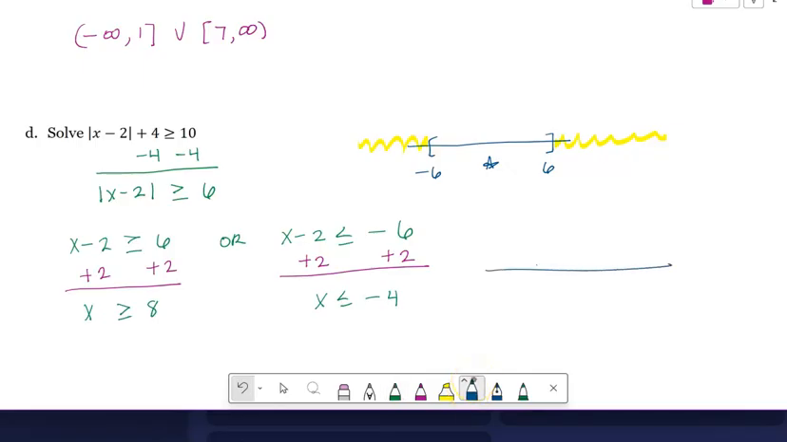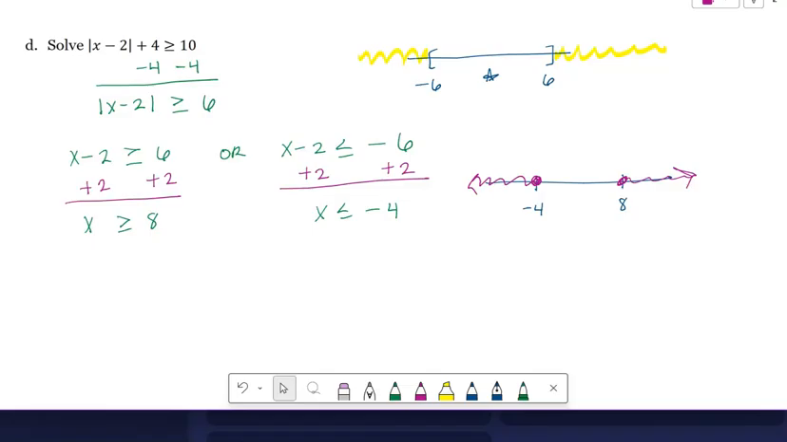So our answer is everything from here going to the left, and then everything from here going to the right. So again, we have to write this in two separate interval notations. I will have -infinity up to -4, and then also 8 up to positive infinity.